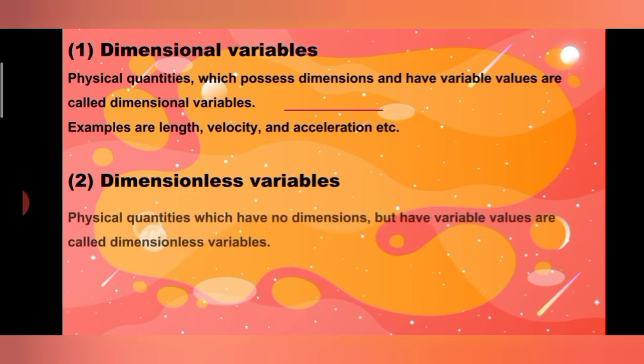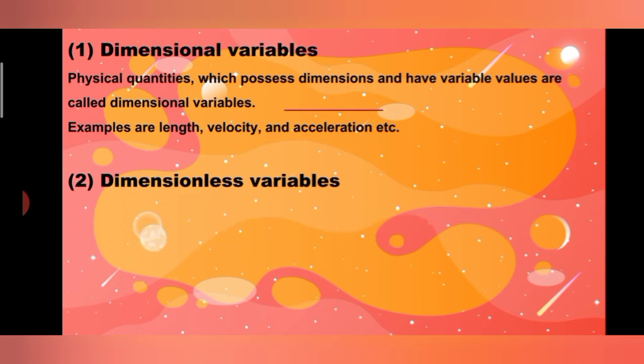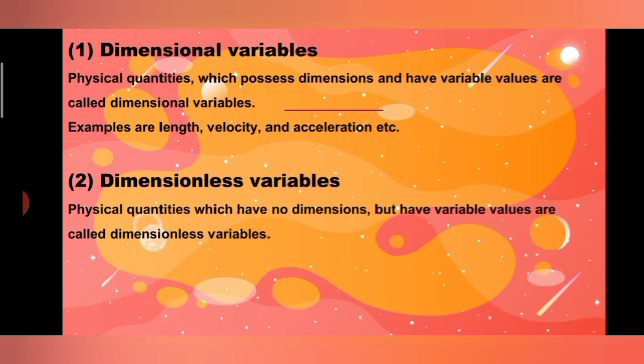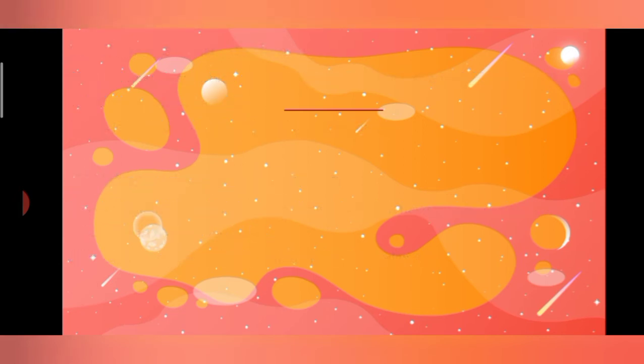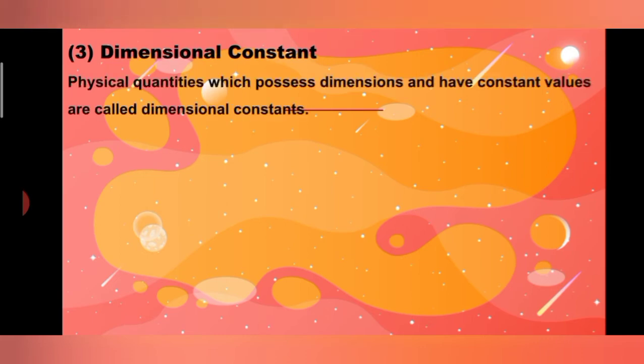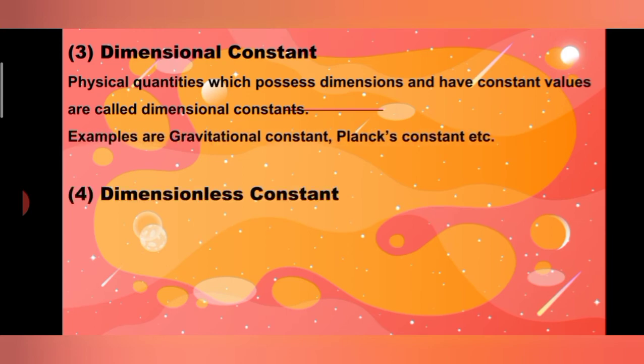Dimensionless variables. Physical quantities which have no dimensions but have variable values are called dimensionless variables. For example, specific gravity, strain, refractive index, etc. Third was dimensional constants. Physical quantities which possess dimensions and have constant values are called dimensional constants. For example, gravitational constant, Planck's constant, etc.